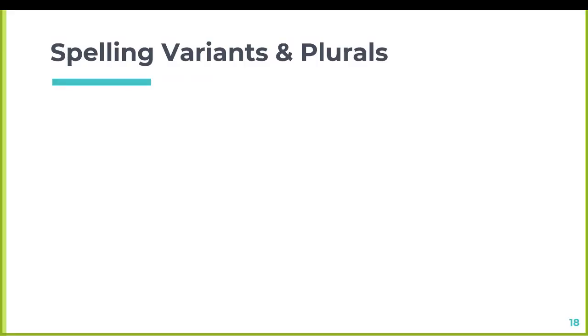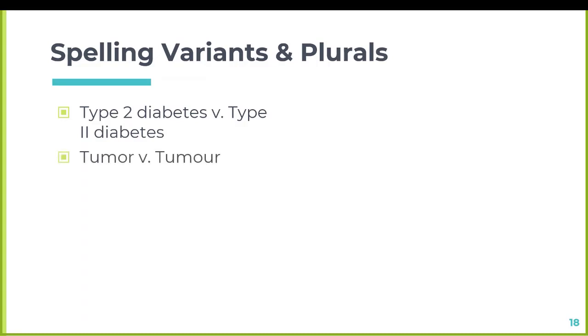Spelling variants and plurals. So for today's example, that could look like type 2 diabetes with the Arabic number 2 versus type 2 diabetes written as the Roman numeral 2. There's also the chance of American English versus British English, with tumor with the O versus tumour spelled O-U. For plurals, this could look like diet versus diets or dieting, dietary.